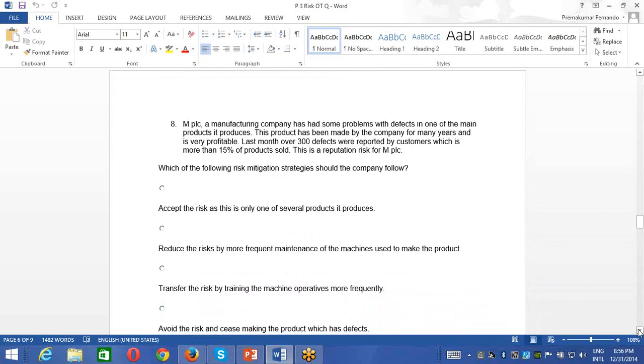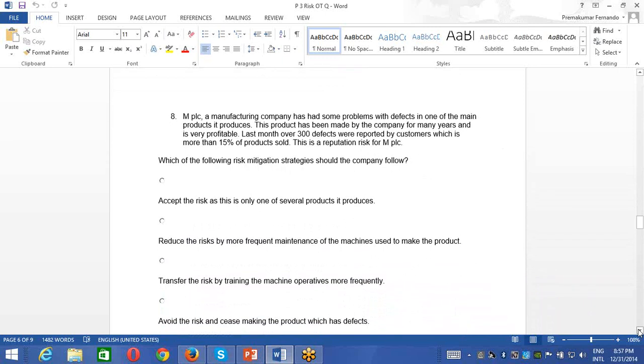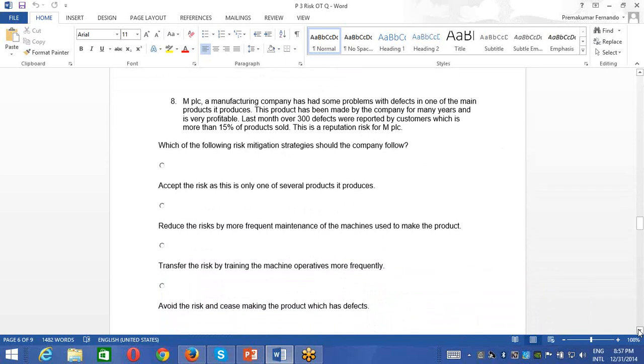So it's something like Toyota. Very successful company, very successful product, but suddenly something has gone wrong and you have a big problem. So which of the following risk mitigation strategies should the company follow? The number one they have put up: accept the risk, and this is only one of several products. I don't think it is a good thing, is it? No, because you are a big company, you don't want to say it's only one product, we are producing 100 products. Toyota can't say that.